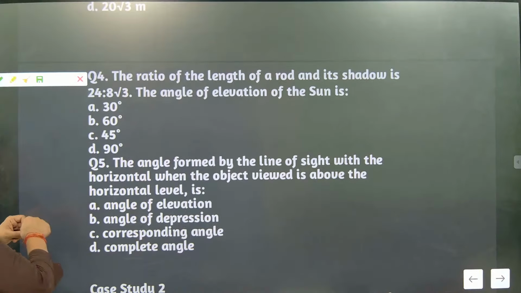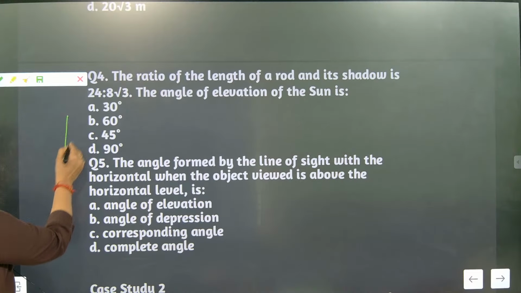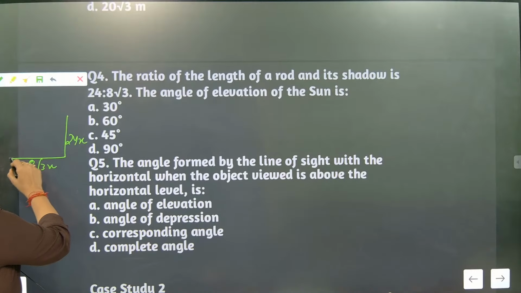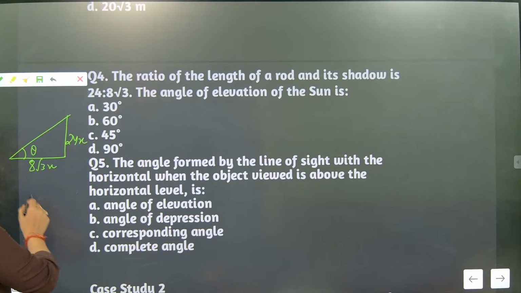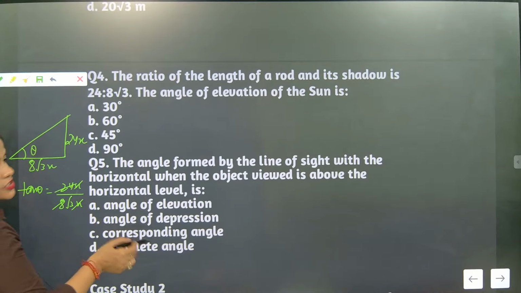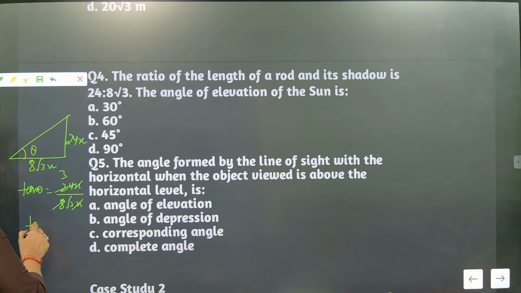See the angle, length of the rod and its shadow. So this is the rod and this is the shadow, and the ratio is 24x by 8 root 3x. Understood? Then what is the angle of elevation? So tan theta degree is equal to 24x by 8 root 3x. X cancel. 8 1 8 which is 16, 8 3 is 24. So tan theta is equal to 3 by root 3.